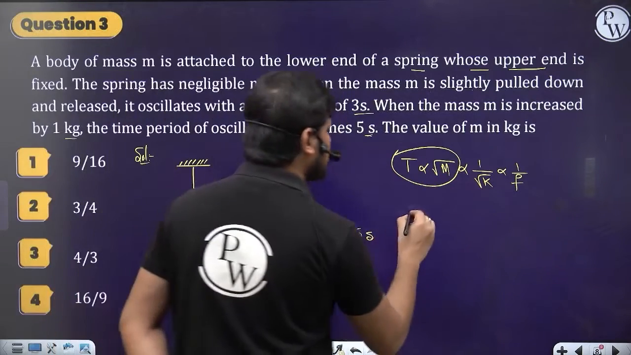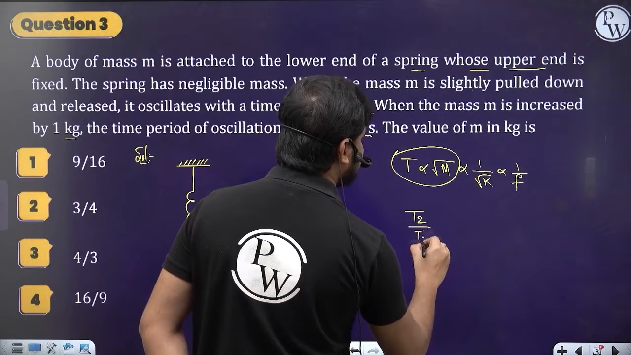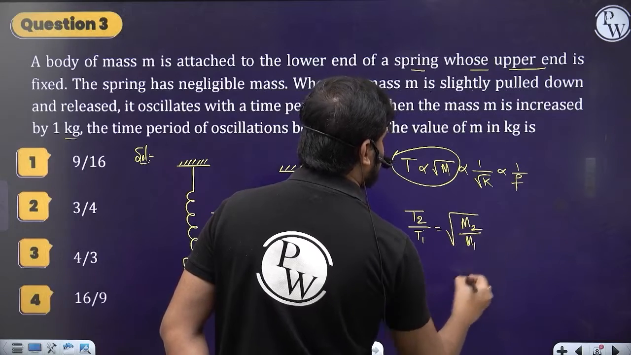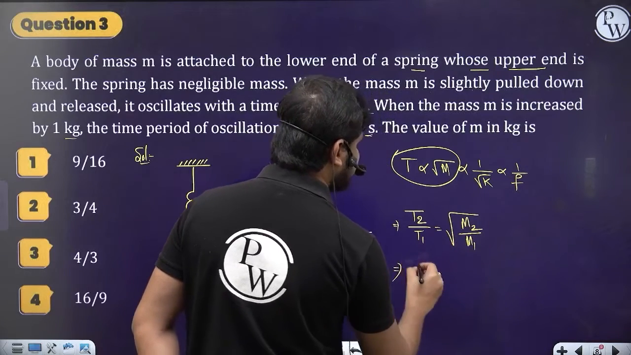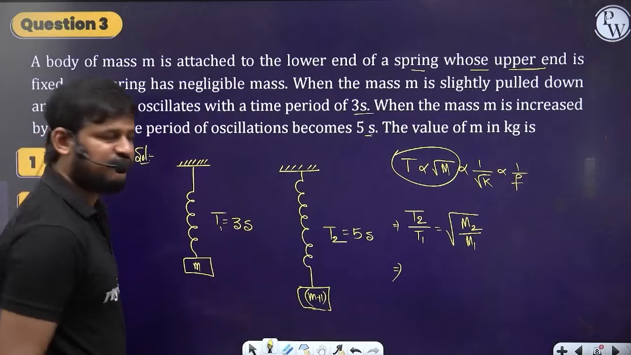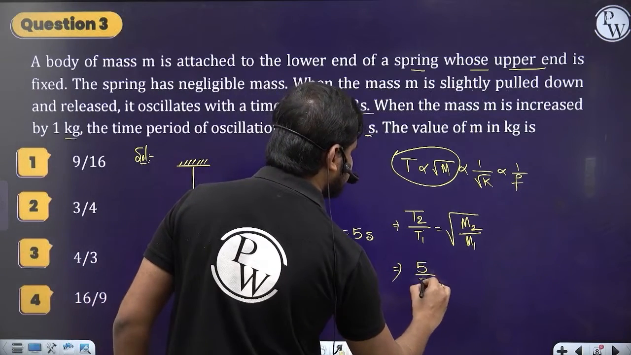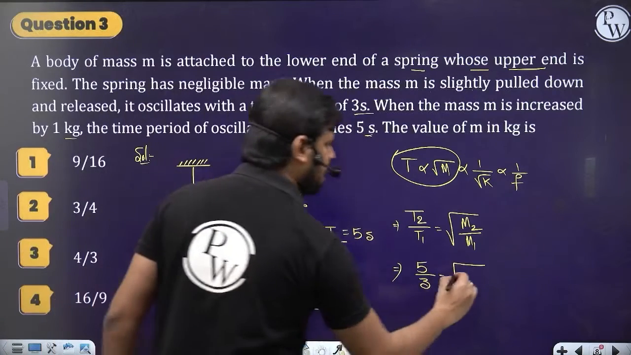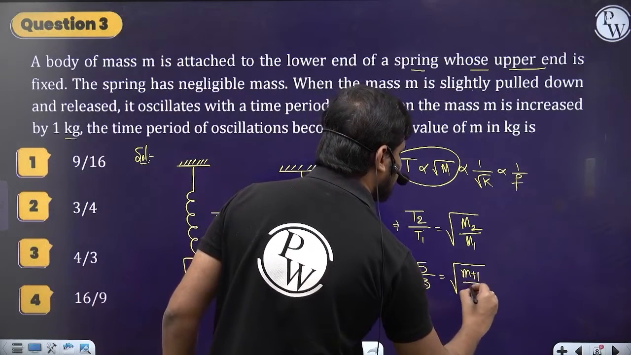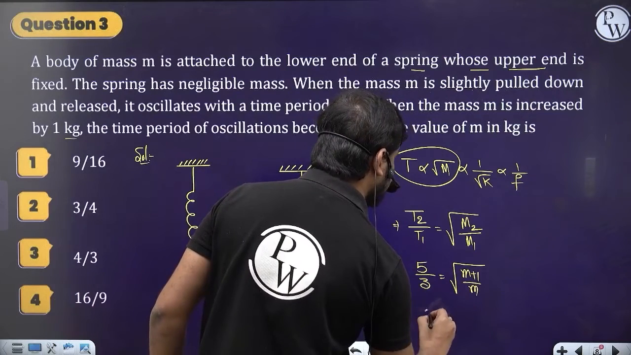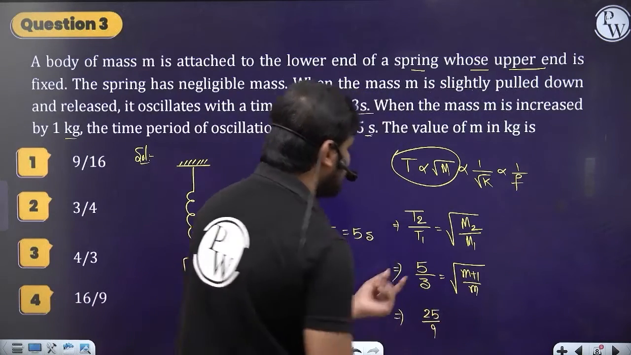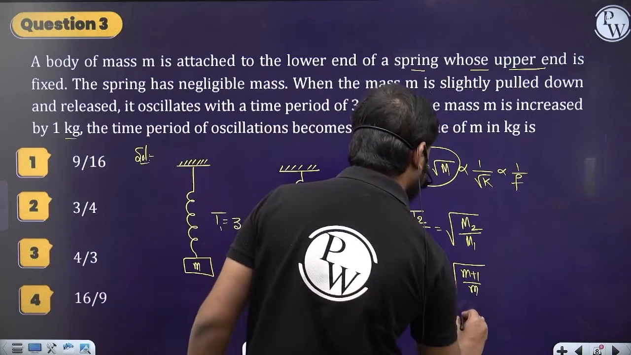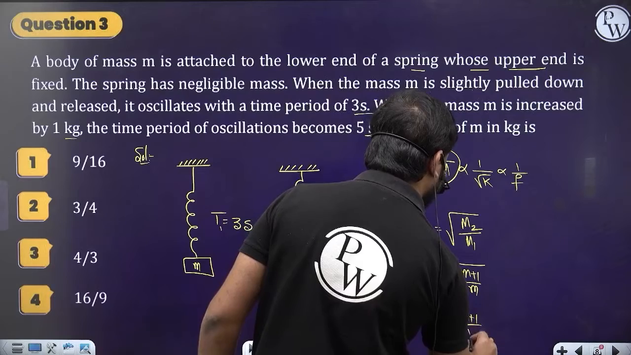So t2 by t1 is equal to root over m2 by m1. Then t2, the time period in the second case, is 5, and the time period in the first case is 3. The mass in the second case is m plus 1, and the mass in the first case is m. Squaring on either side, 5 squared by 3 squared, 25 by 9, is equal to m plus 1 by m, right?